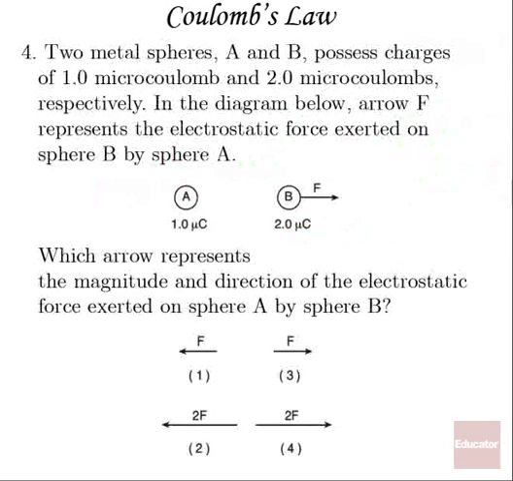All right, let's take a look at number 4. Two metal spheres, A and B, possess charges of 1 microcoulomb and 2 microcoulombs, respectively. In the diagram below, arrow F represents the electrostatic force exerted on sphere B by sphere A. Which arrow represents the magnitude and direction of the electrostatic force exerted on sphere A by sphere B? Well, this is just really a Newton's third law problem. If we have a force of A on B to the right at length F, we must have the exact same force in the opposite direction on A, or answer number 1.